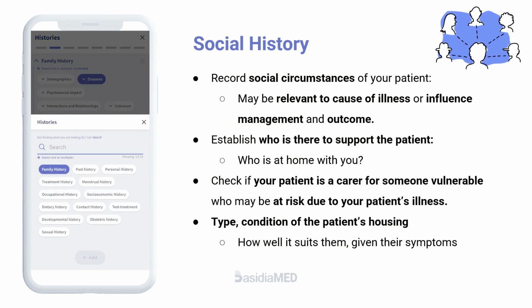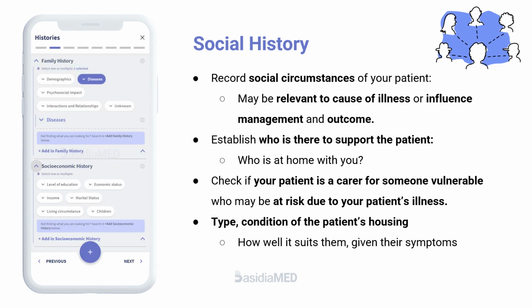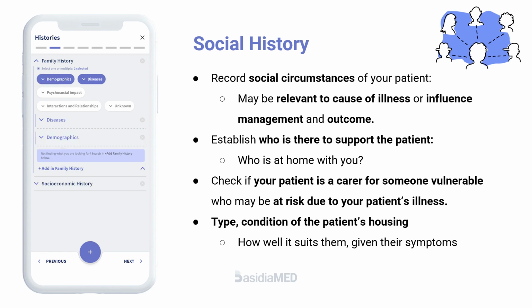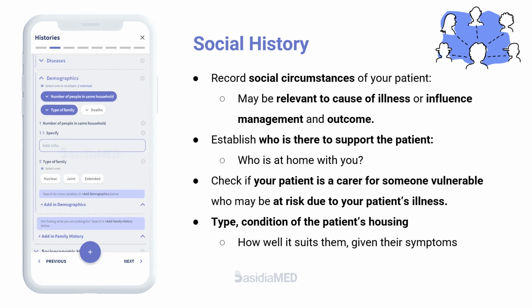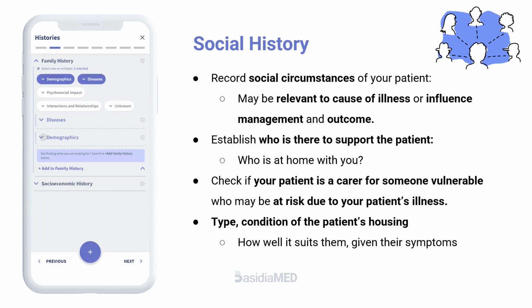Social history. The social circumstances of your patient may be relevant to the causes of their illness and may also influence the management and outcome. Establish who is there to support the patient by asking, who is at home with you, or do you live alone? Also, check if your patient is a carer for someone vulnerable who may be at risk due to your patient's illness. Next, establish the type and condition of the patient's housing and how well it suits them, given their symptoms. Patients with severe arthritis may, for example, struggle with stairs.